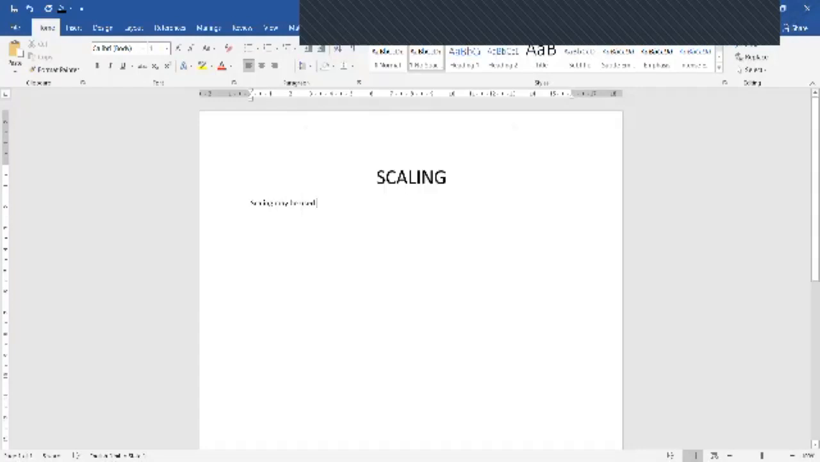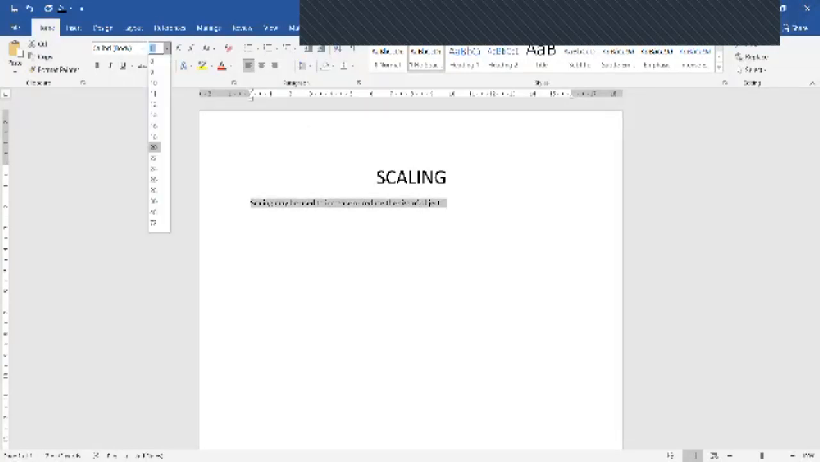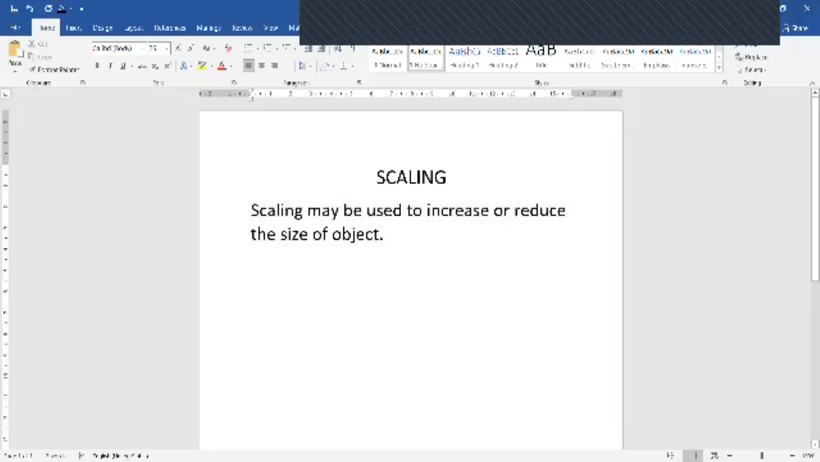Scaling may be used to increase or reduce the size of an object. Suppose there is a 3D object or a 2D object on the screen, and you need to reduce the size of the object. So the size of the object can be changed. Change means it can be reduced or increased with the help of the process which we call scaling.